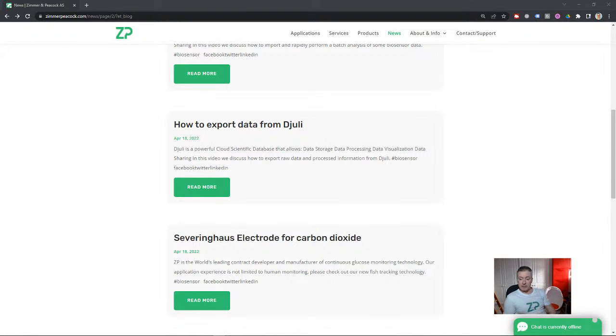At ZP, there's a transition as we move from being a biosensor company to a biosensor-to-API business. By API I mean application program interface. This is when essentially all biosensor data from us will end up in the cloud, and from the cloud people will be able to bring it into applications and databases where they can make good use of that data.